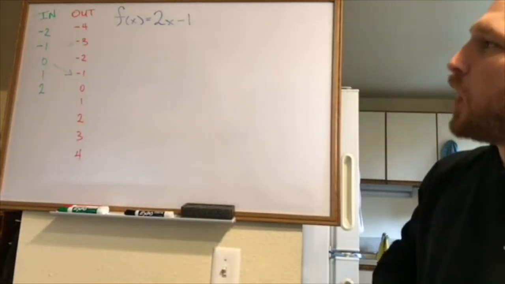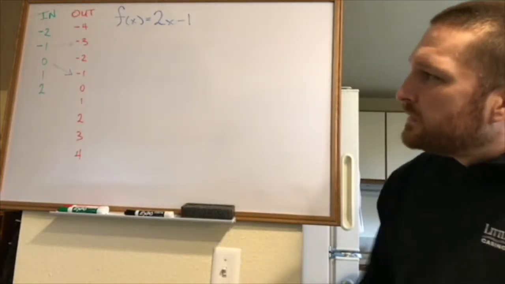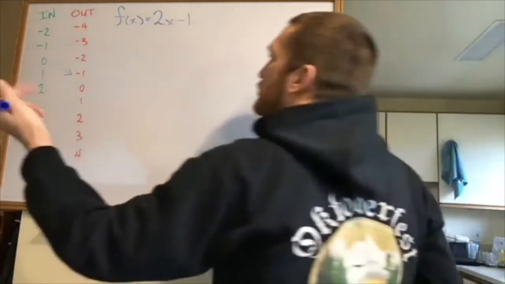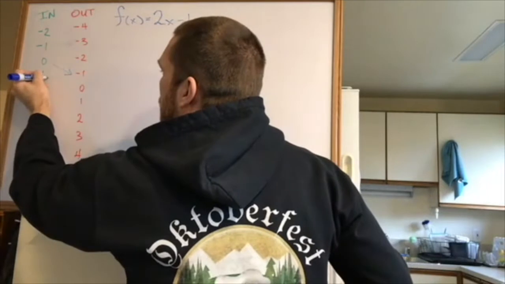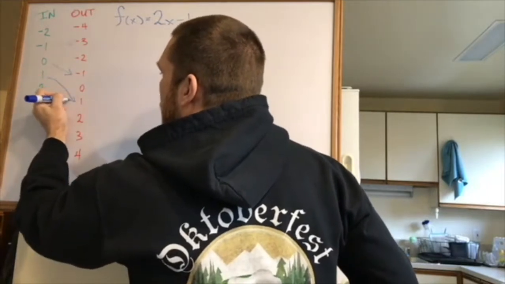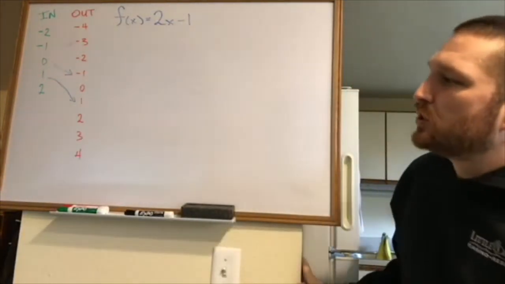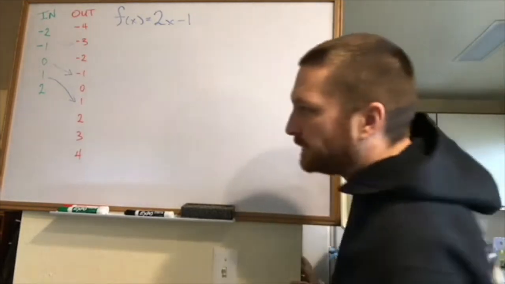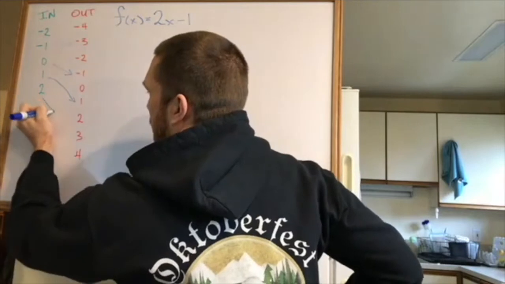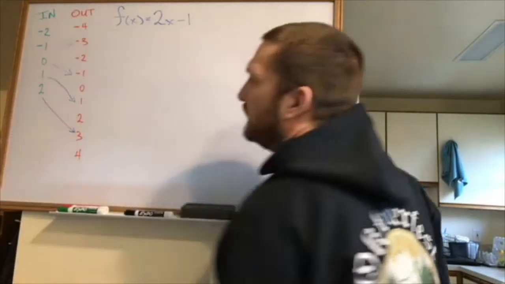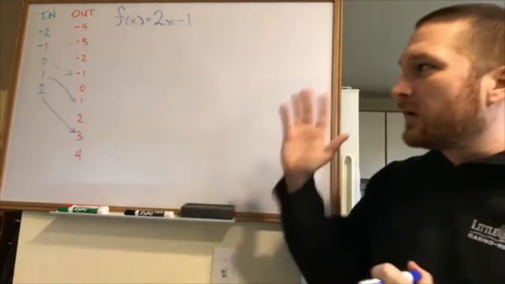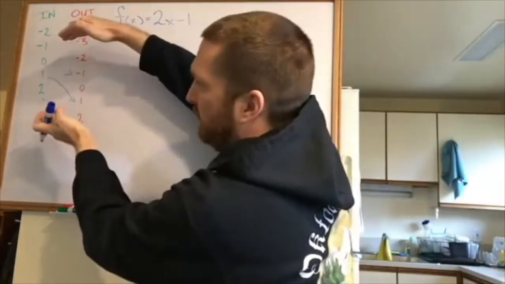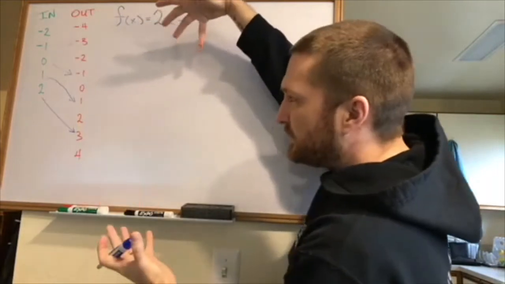Okay, what about 1? So 1 goes to 1. Plug in a 1, you get a 2. Minus 1 gives me 1. Okay, so there's that. Finally, let's do one more, 2. When I plug in a 2, what is my output? 3. Okay, so this is a great way of thinking about a function. We've just taken a few numbers, and we've mapped them to new numbers.